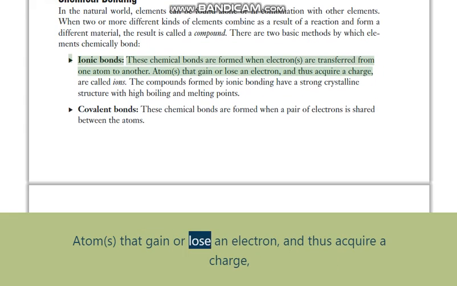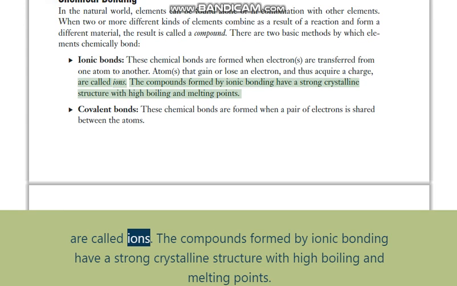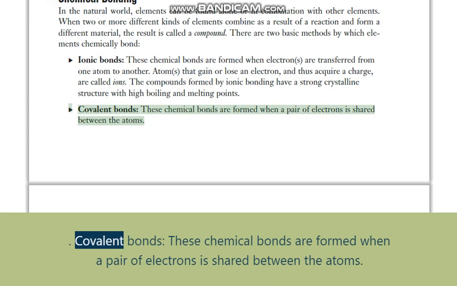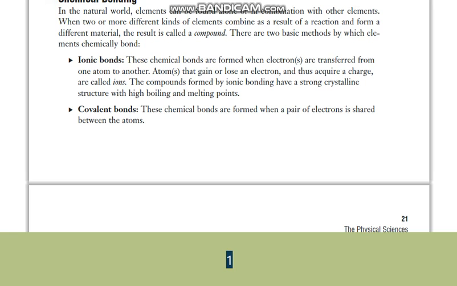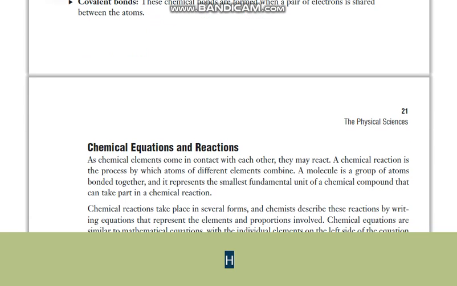Atoms that gain or lose an electron, and thus acquire a charge, are called ions. The compounds formed by ionic bonding have a strong crystalline structure with high boiling and melting points. Covalent bonds. These chemical bonds are formed when a pair of electrons is shared between the atoms. 1. H. Hydrogen 1.0.